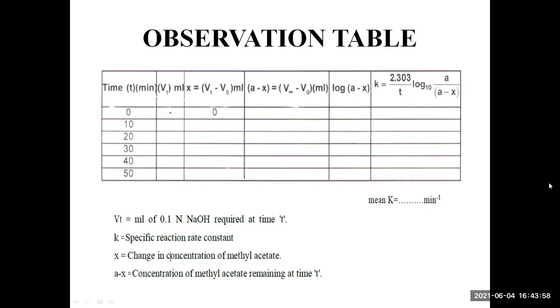In the next column, you have to mention log of A minus x, and in the last column you have to calculate the K, that is specific reaction rate constant, by the formula 2.303 upon t log 10 A upon A minus x. Also you have to calculate the mean of K.